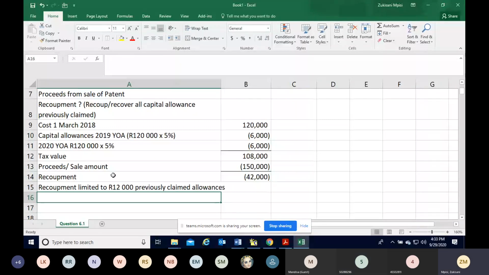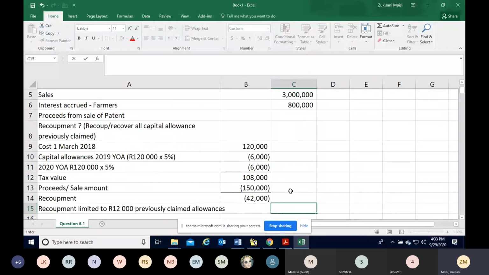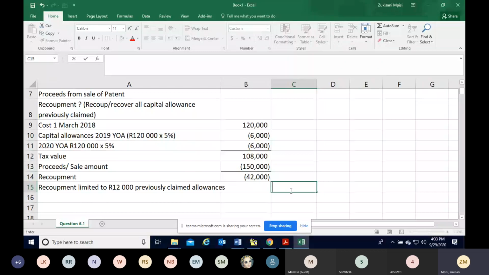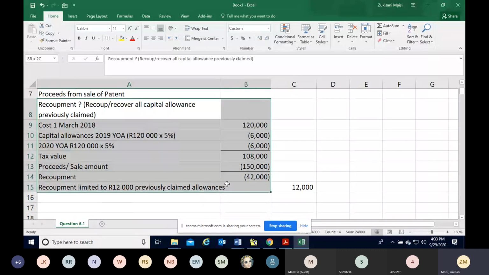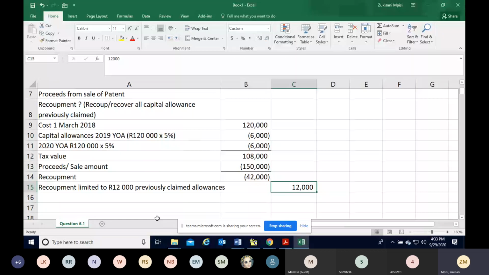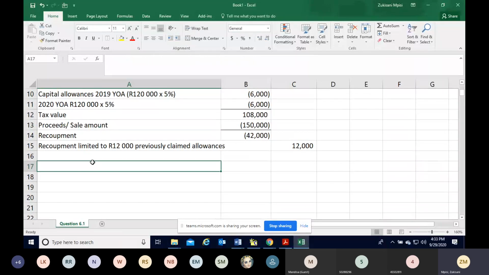The recoupment in terms of the calculation is 42,000, but recoupment is only limited to the 12,000 that was previously claimed. So which means that your recoupment now becomes how much? It becomes only 12,000. So it's only limited to 12,000. So that's what becomes your recoupment. So all this was just an explanation for us to get to how much SARS is recovering in terms of the previously claimed allowances. So let us quickly move on.